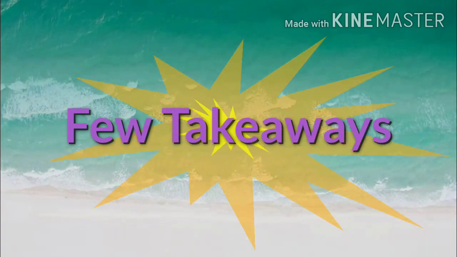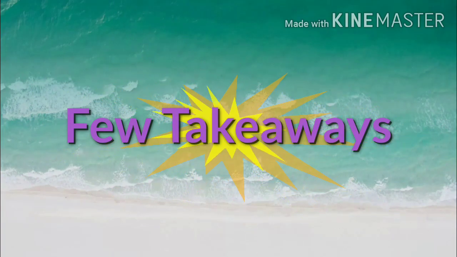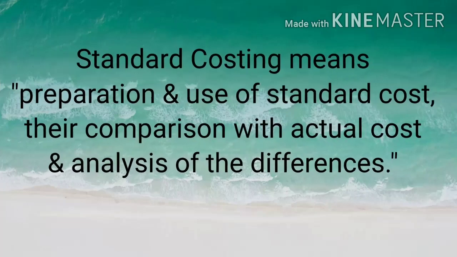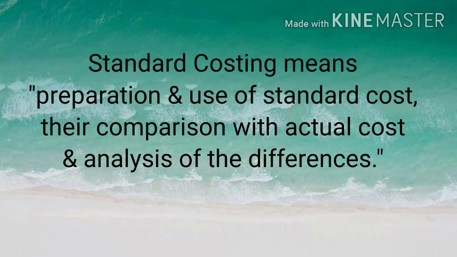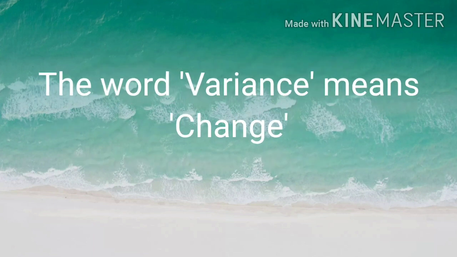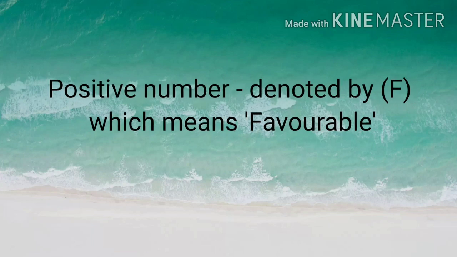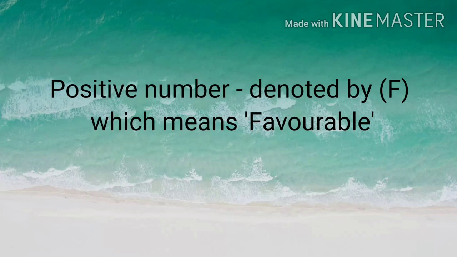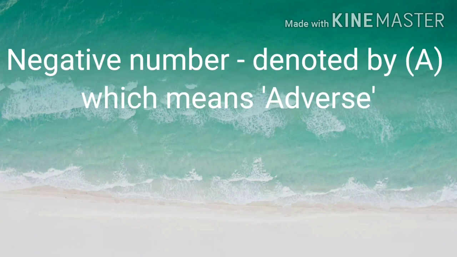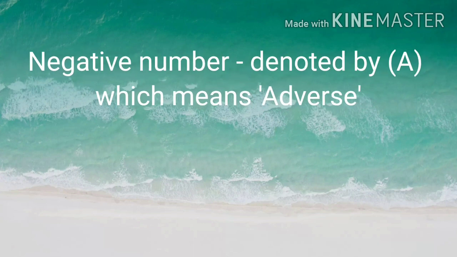So some takeaways and important points to remember from this video. Standard costing means preparation and use of standard cost, their comparison with actual cost, and analysis of the differences. The word variance means change. Positive numbers are denoted by alphabet F, which means favorable. Negative numbers are denoted by A, which means adverse.